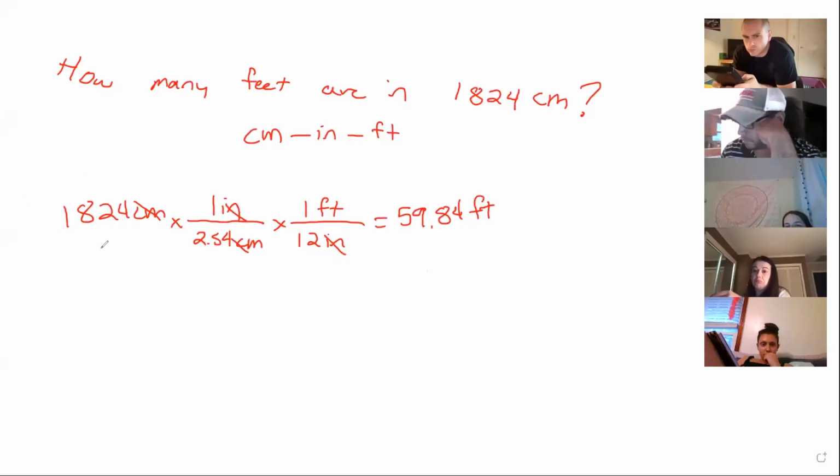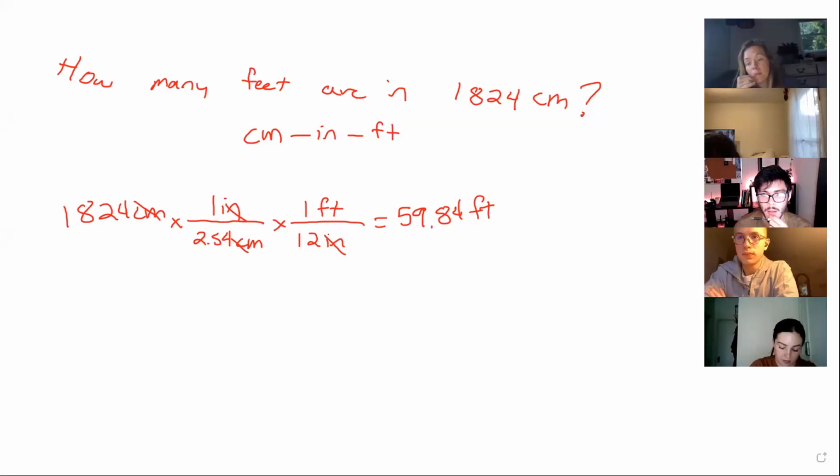I got a quick question. Just with that last problem, does it matter with the significant figures, or is that just the arbitrary 59.84? So the given information had 4 sig figs. So that's why I went with 4 sig figs. Okay, cool. That's it.